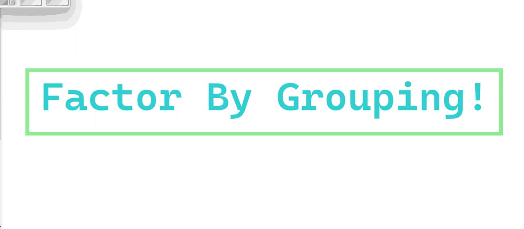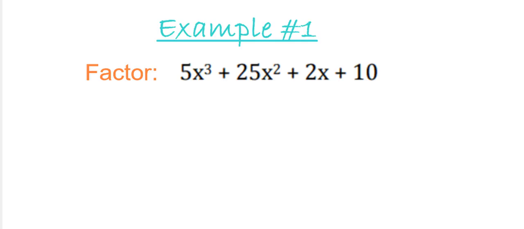Okay, here we go. We're going to factor by grouping. And so far we have factored out the GCF, right? And so when we look at this, the greatest common factor, we're like, oh, we're not going to be able to do that, are we?